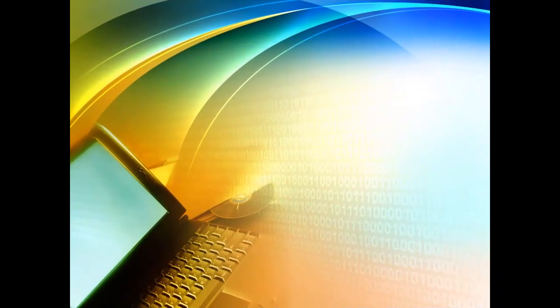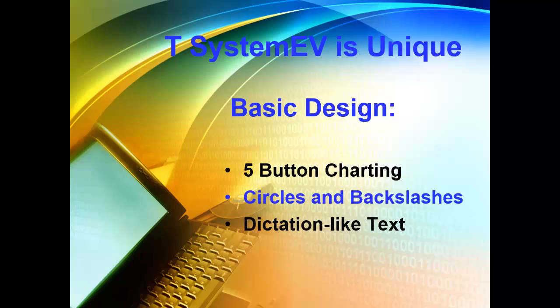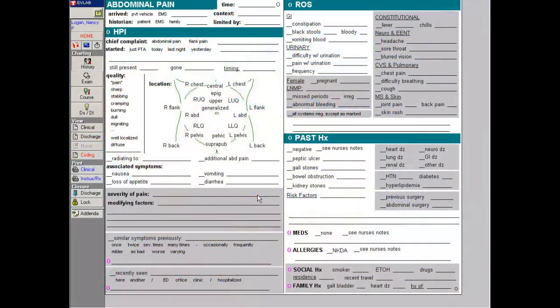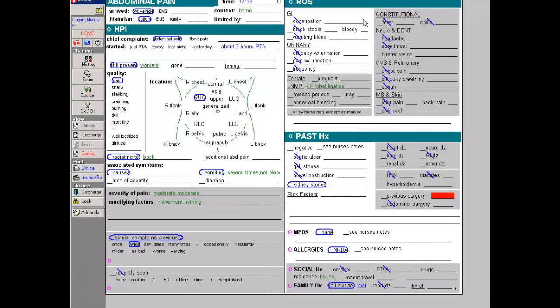The next design element is circles and backslashes. A circled word means that it is positive or present. For instance, if you circled trouble breathing, it means that the patient says that they do have trouble breathing. A backslashed word means that it is negative or not present. So if trouble breathing is backslashed, it means that the patient says that they did not have trouble breathing.